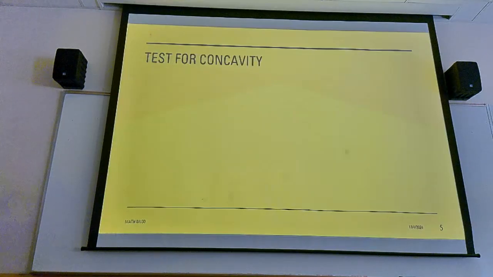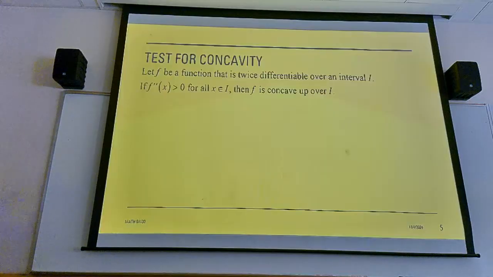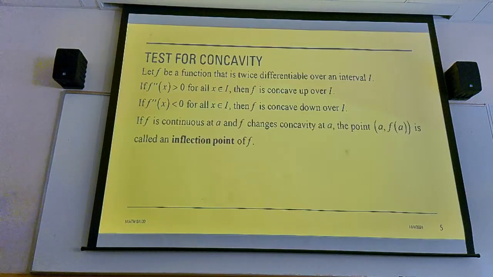And then the test for concavity is essentially just testing f prime. When is it increasing versus decreasing? So f double prime is greater than 0, we say that f is concave up. f double prime less than 0, f is concave down. And if f is continuous at a and f changes concavity at a, that point a, f of a, is a point of inflection or inflection point.